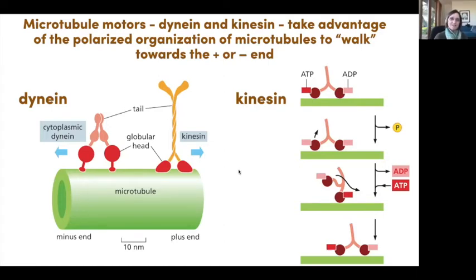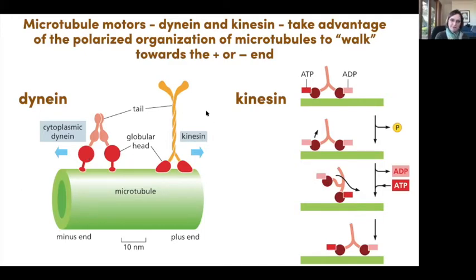Two major classes of microtubule motors. There's one major minus end-directed motor, which is called dynein. And dynein is an immensely complex motor that's made of a whole bunch of subunits that I'm not going to talk about in any detail, but you should be aware that it is a motor that walks along microtubules and preferentially goes toward the minus end. So it tends to walk from the cell cortex toward the microtubule organizing center.